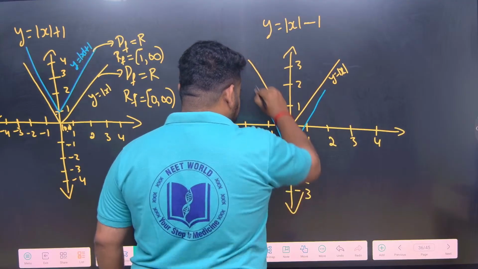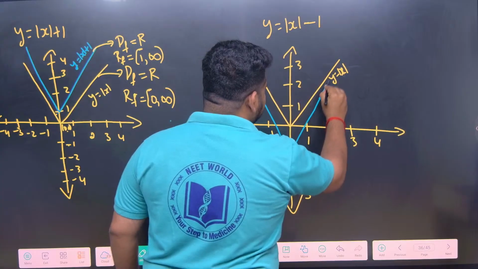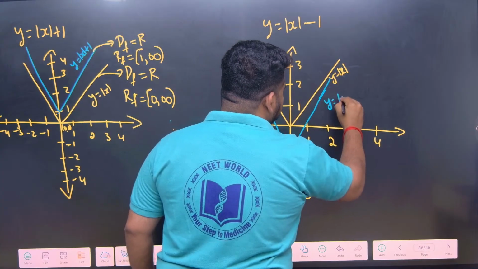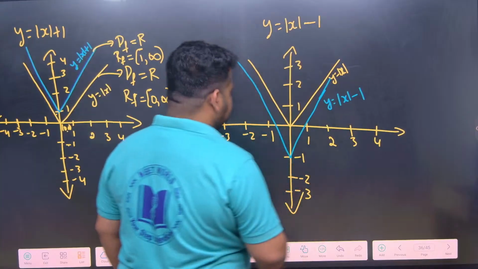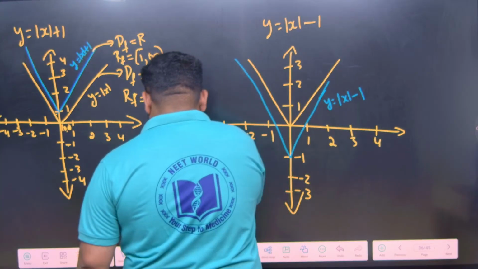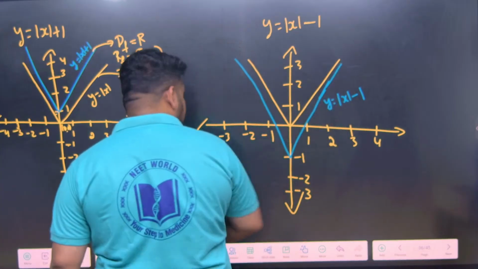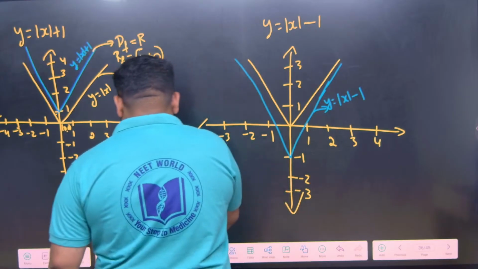It will go like this. This is the graph of what? This is starting from here. This is the graph of y is equal to mod x minus 1.